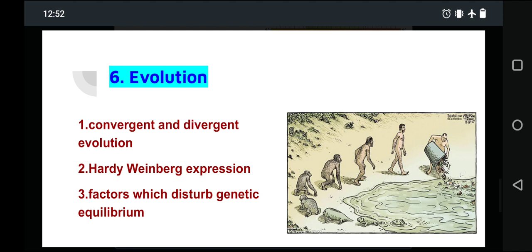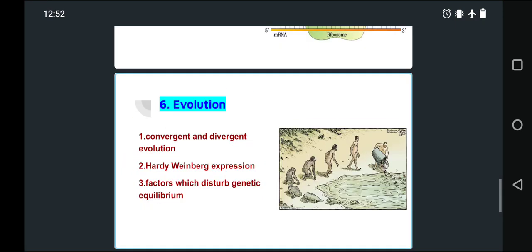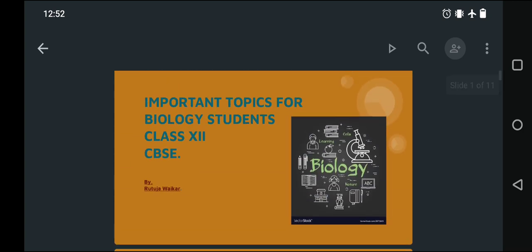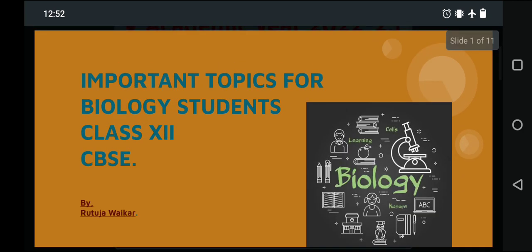Okay, so I am telling you till evolution. You have too many lessons in your biology textbook, but these are the important topics till the 6th lesson, that is evolution. But I am not telling you that you should do only these lessons. You have to read all the lessons and all the topics, but still I am telling you which are the important topics that you have to focus on during the examination in the last minute revision.